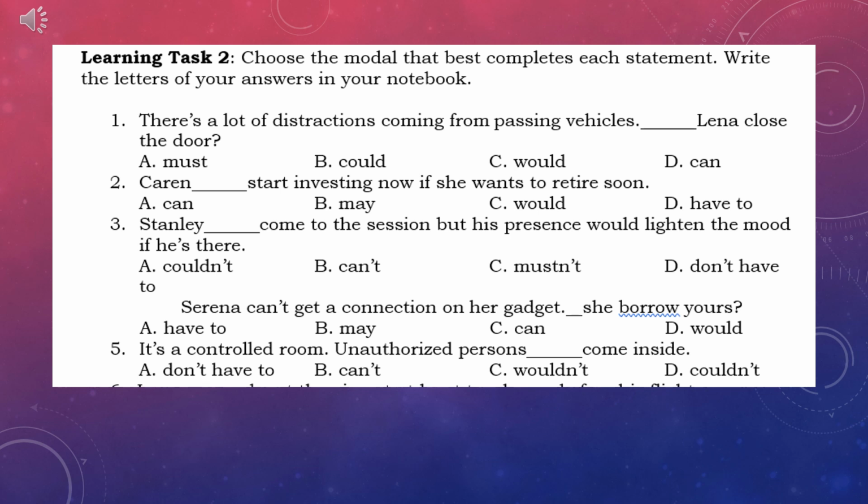Okay, number 3. Stanley blank come to the session, but his presence would lighten the mood if he's there. So is it A, couldn't, B, can't, C, must not, mustn't, D, don't have to? So the answer is letter D. Stanley doesn't have to come to the session, but his presence would lighten the mood if he's there. Of course, let's always observe the number of the subject and the number of the verb, okay? So let's proceed.